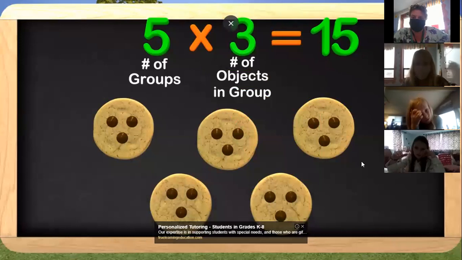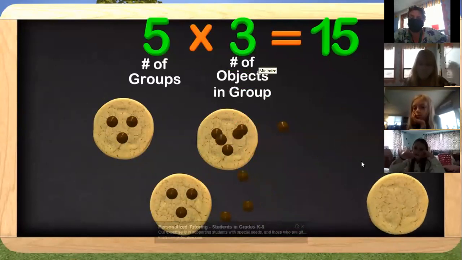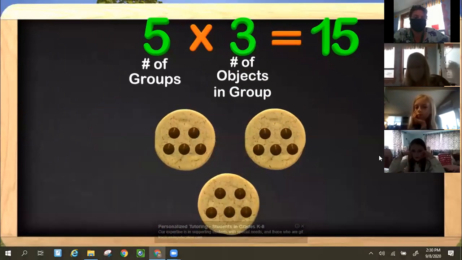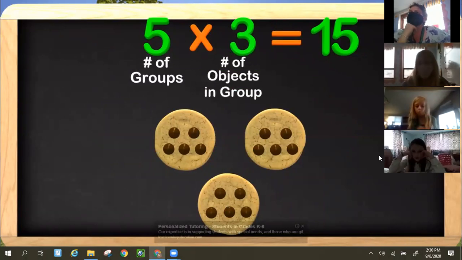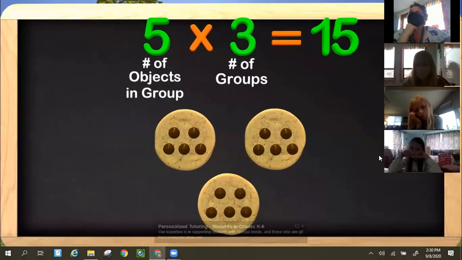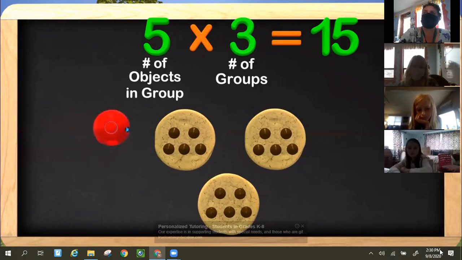There is something really cool about multiplication. Take a look. Good job, Henry. Here we have 3 cookies, and on each cookie there are 5 chocolate chips. What we just did was switch the number of groups and number of objects. The 3 is now the number of groups, and the 5 is now the number of objects in each group. If we count the chocolate chips, do we still get 15?